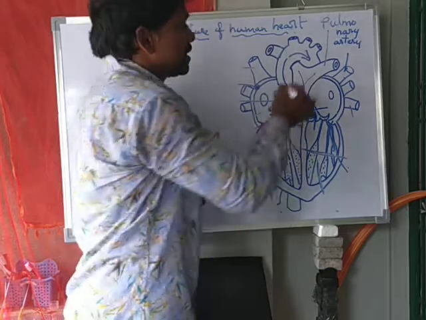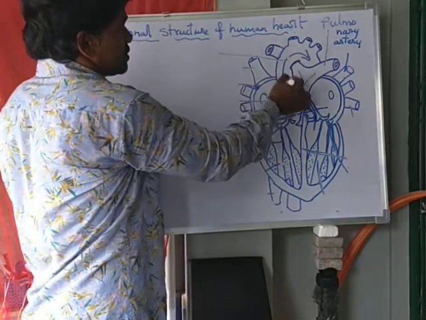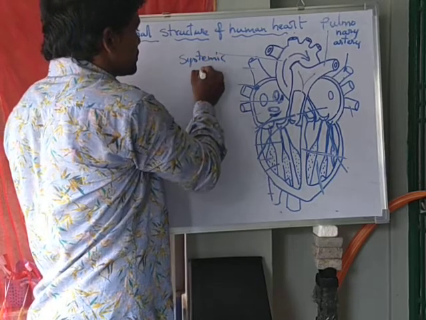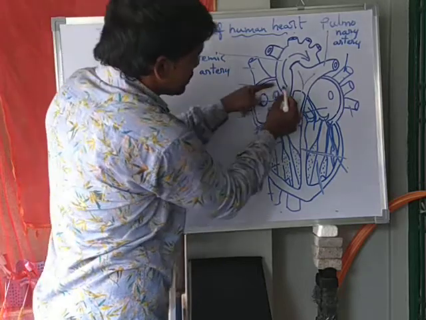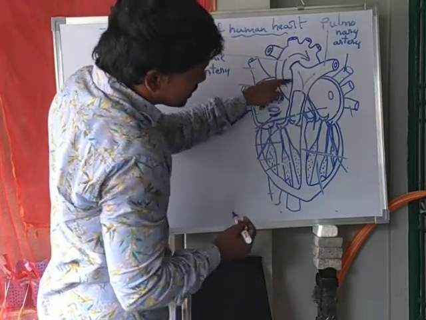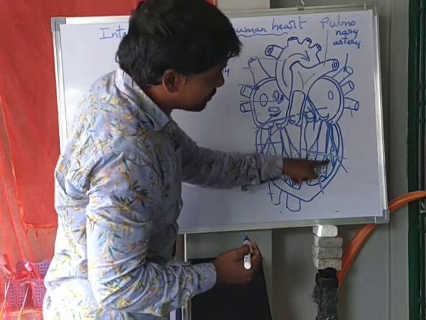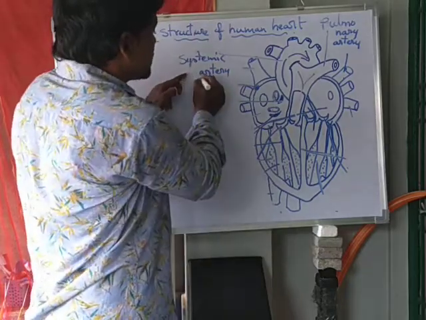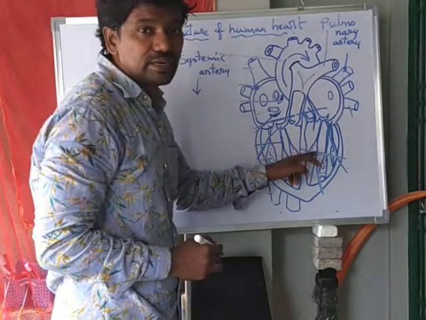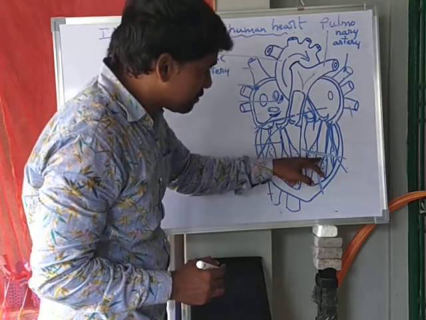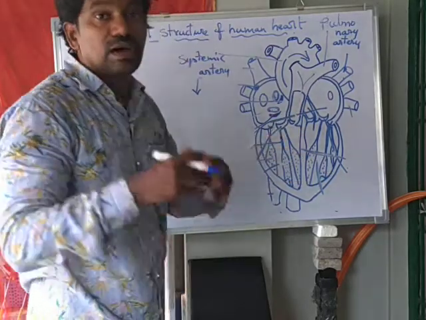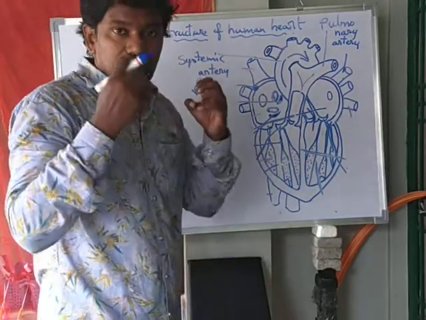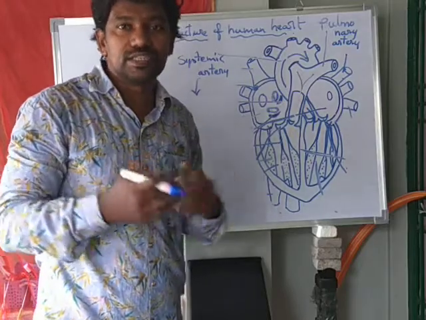Now we know about the systemic artery. So this one is the systemic artery. The systemic artery arises from the left ventricle. It carries oxygenated blood from the left ventricle and distributes it to various body parts.